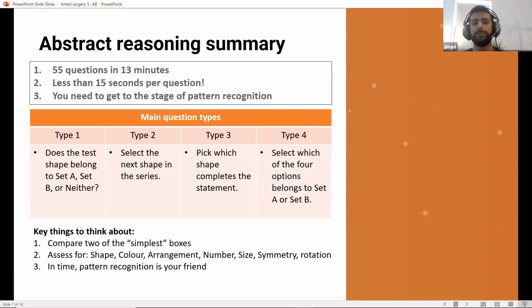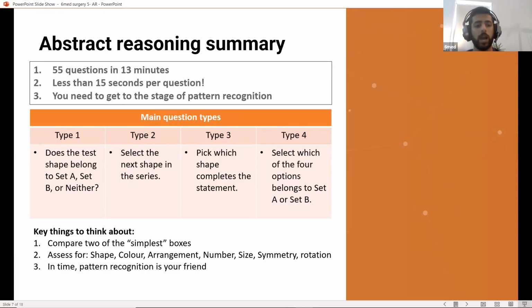Type 3 is pick which one completes the statement. So they'll have two example squares, and the difference between them, they'll then be asking you to apply to that. In other words, they've changed A to make it into B. Can you then predict using the same rules if we're going to change C into D, where D is one of the answer options. And then type 4 is which of the four options belongs to set A or set B. So similar to type 1, just a slightly different format.